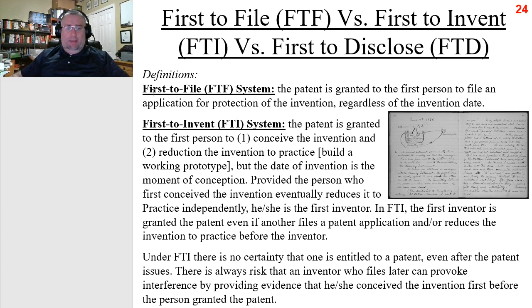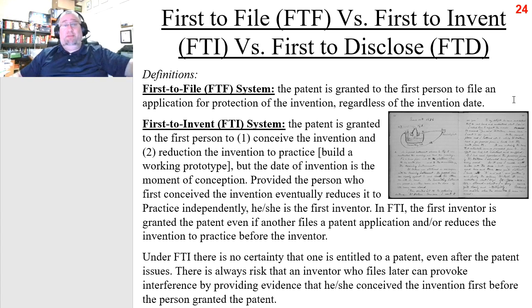So first to file is the most straightforward one, right? So the first to file system, FTF, just says a patent is granted to the first person to file an application for protection of that invention, regardless of the date of invention, right? So that one is just whoever gets to the patent office first and files the patent, they're the ones who get the invention. That one is super easy and straightforward.